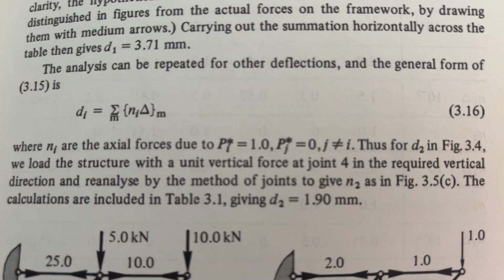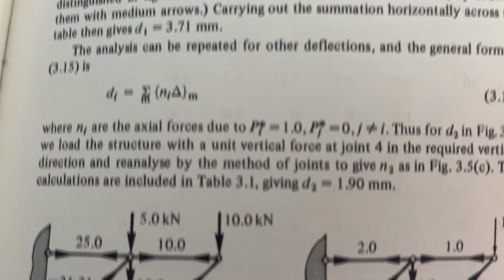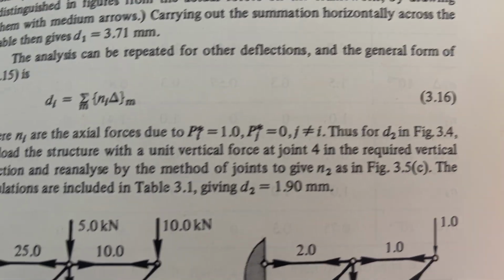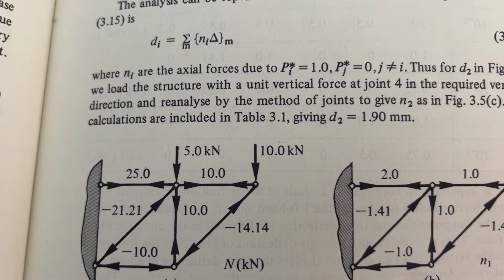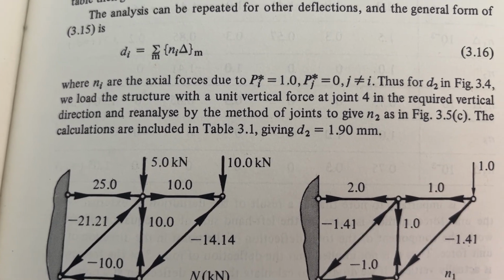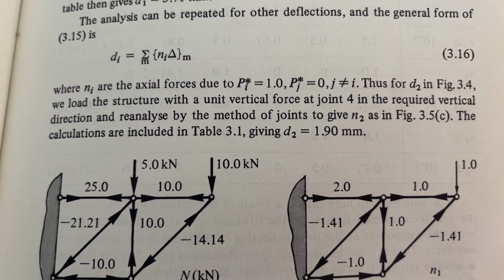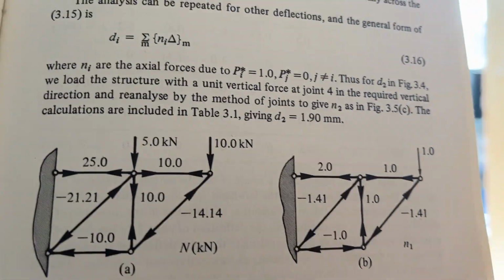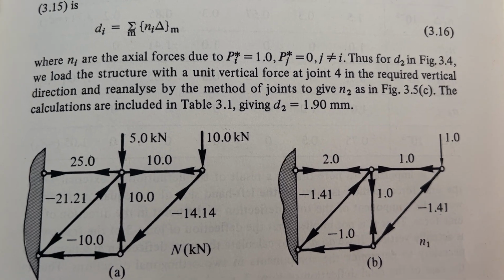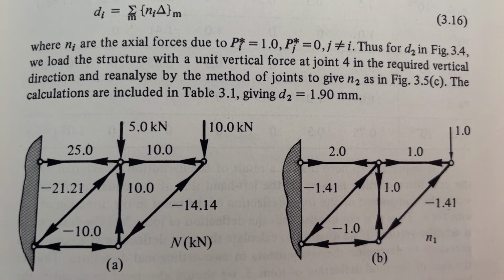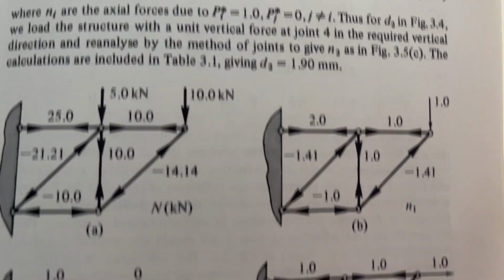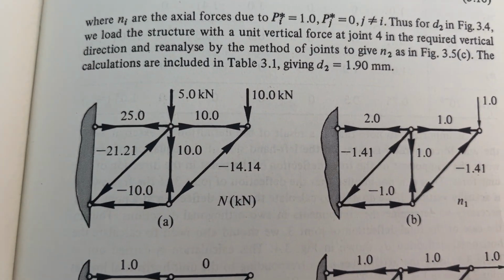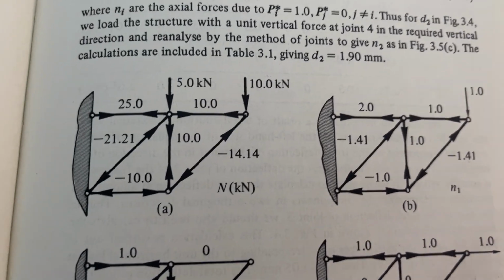The analysis can be repeated for other deflections, and a general form of 3.15 is Di equals the sum over m of Ni delta m, 3.16, where Ni are the axial forces due to Pi equals 1, Pj equals 0, j not equal to i. That's for D2 in figure 3.4. We load the structure with a unit vertical force at joint 4 in the required vertical direction and reanalyze by the method of joints to give N2 as in figure 3.5c. Their calculations are included in table 3.1, giving D2 equals 1.9 millimeters.